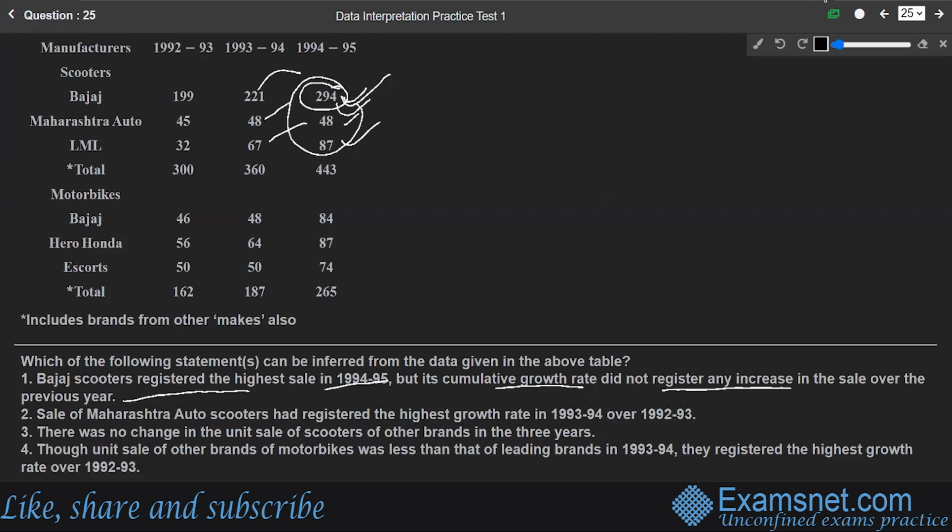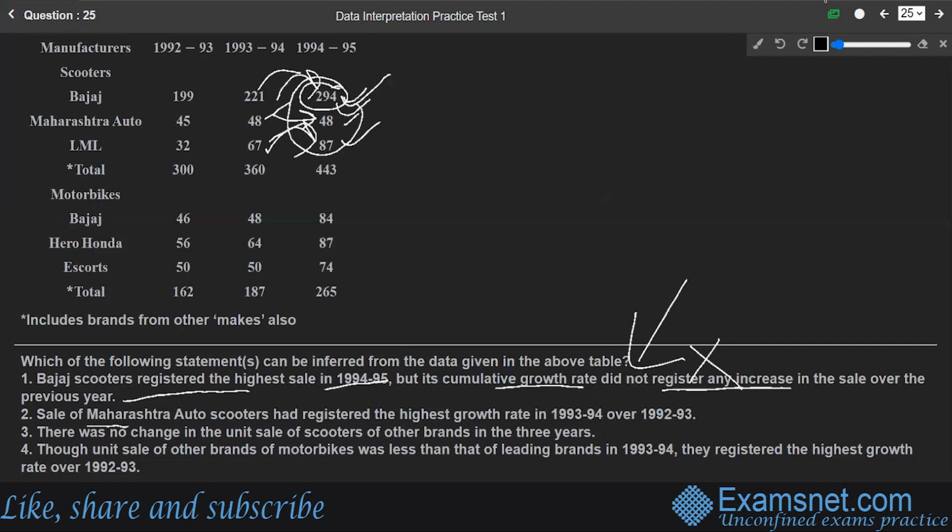For all the scooter types, there is a cumulative growth. What he's saying is they did not register cumulative growth, so that means this statement is false. There is a continuous growth. 221 becomes 294, 48 remains the same, but 67 becomes 87. So that is a cumulative growth. Okay, so this statement is wrong.